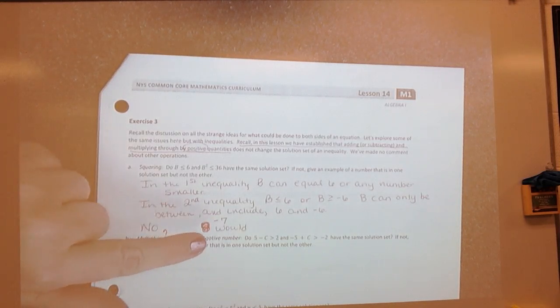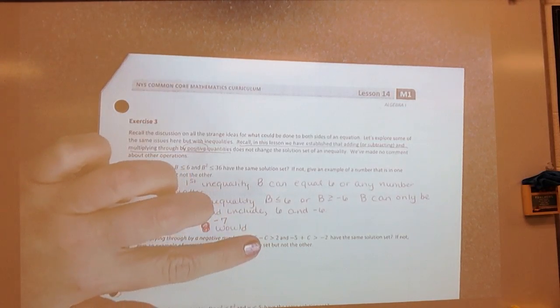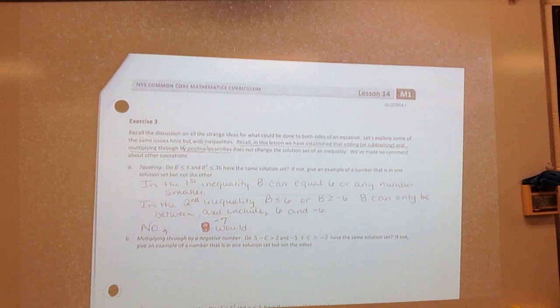Multiplying 3 by a negative number. Do 5 minus c is greater than 2 and negative 5 plus c is greater than negative 2 have the same solution set? If not, give an example of a number that is in one solution set but not the other. Well, let's solve these.